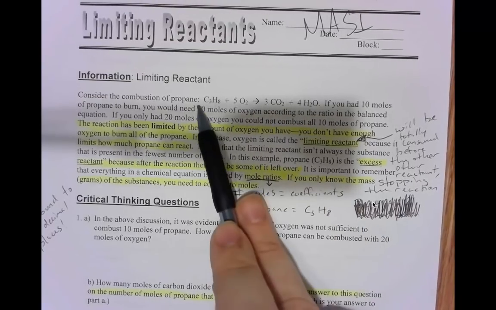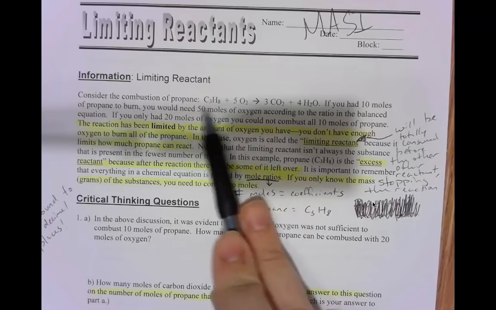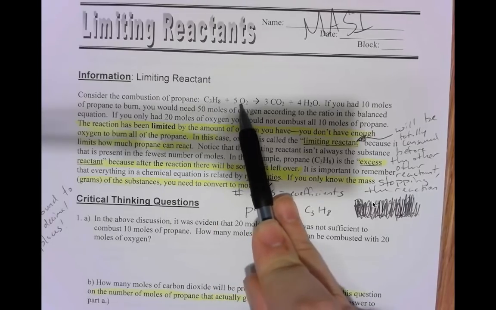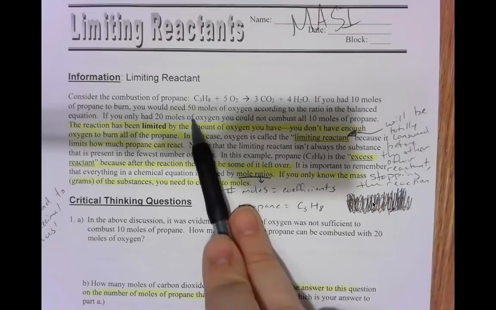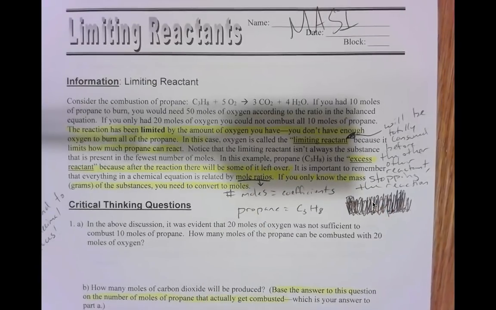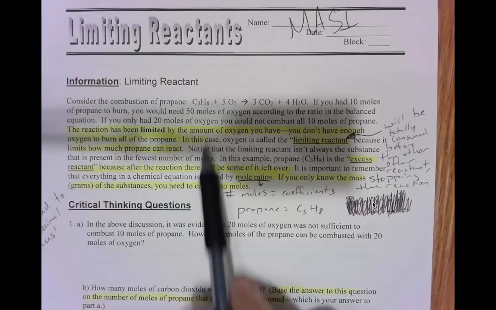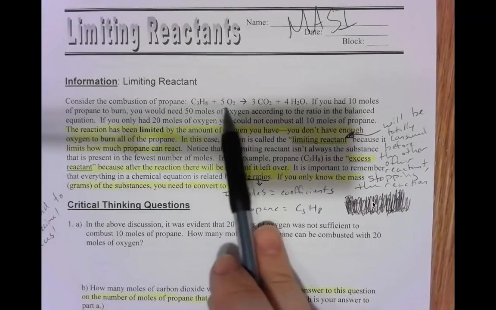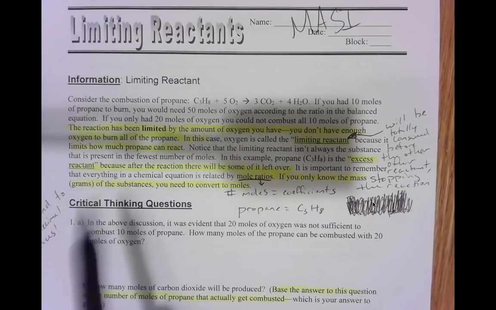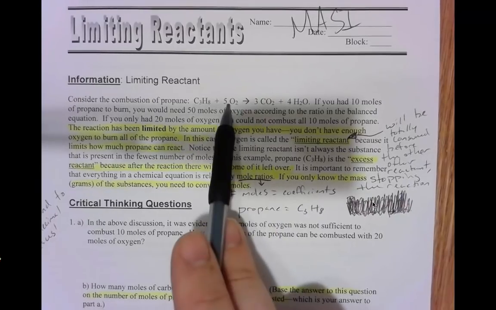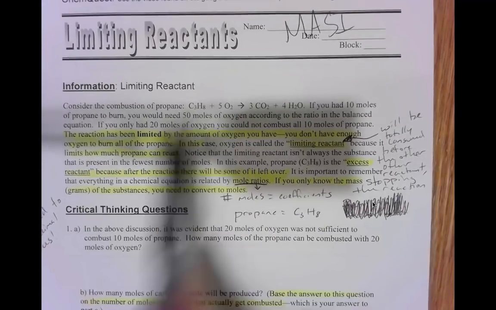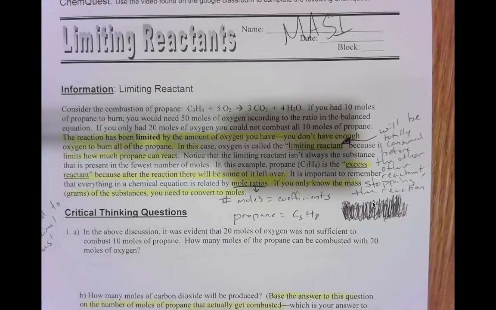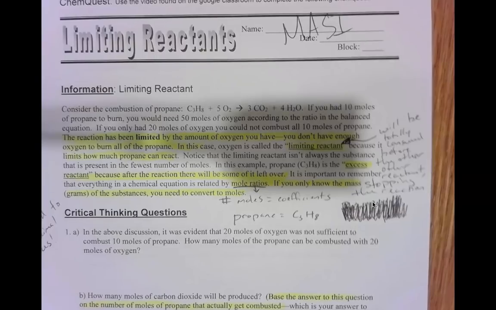So we see that's a 1:5 ratio because we use the coefficients of propane to oxygen. Again, if you had 10 moles of propane, you could burn the 50 moles of oxygen according to the reaction. But if you only had 20 moles of oxygen and 10 moles of propane, you wouldn't be able to burn all of it. You wouldn't be able to complete that combustion reaction. Therefore, this reaction would have been limited by the amount of oxygen you have. So oxygen would have been the limiting reactant.